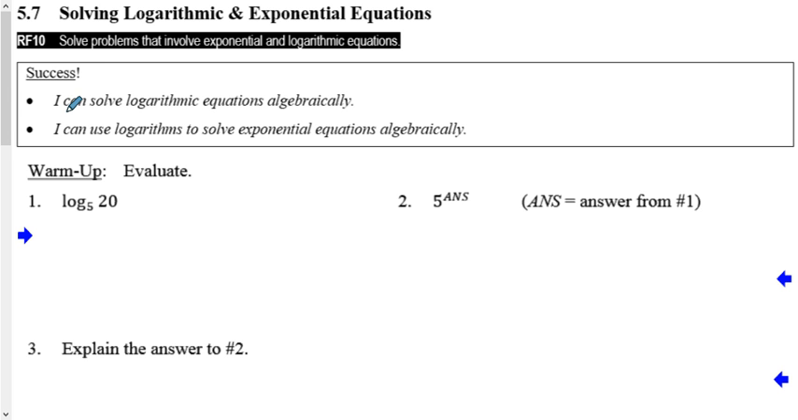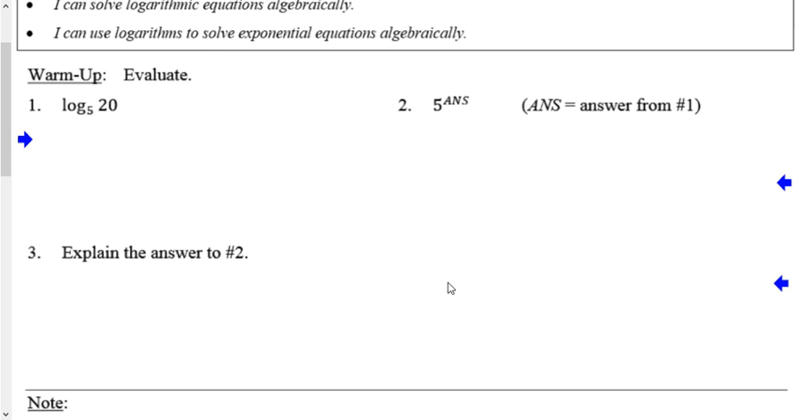Welcome to Math 30-1, where we are in Chapter 5 looking at logarithmic and exponential functions. And in today's lesson, we're going to look at solving equations, both logarithmic equations and exponential equations. And here we will begin today by looking at these three warm-up questions.